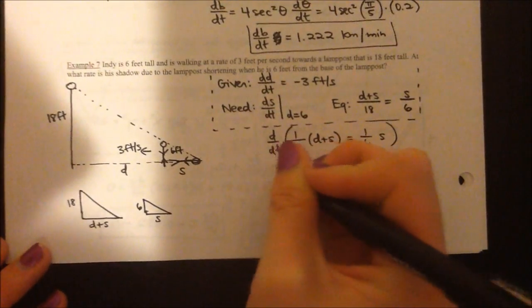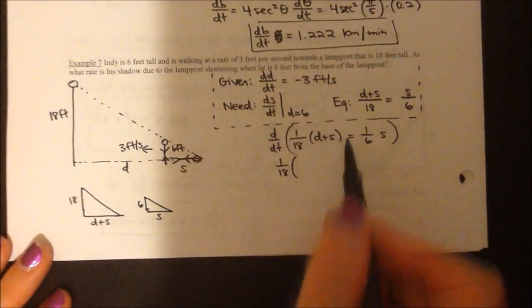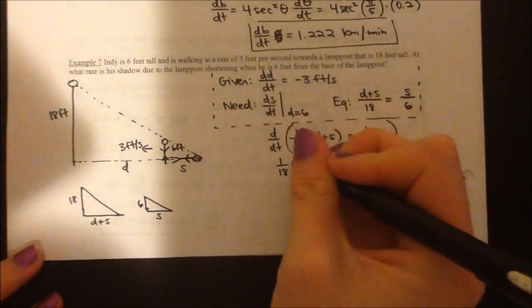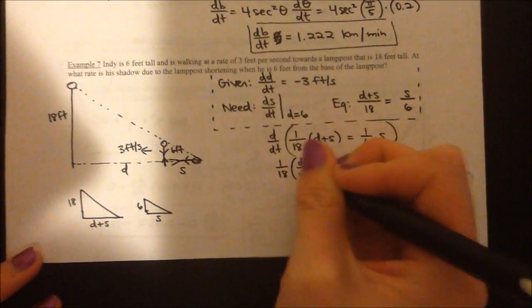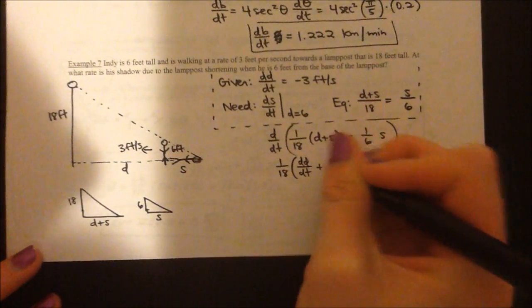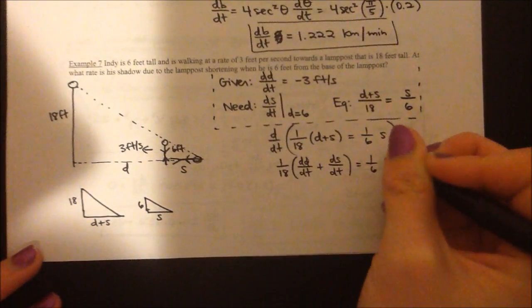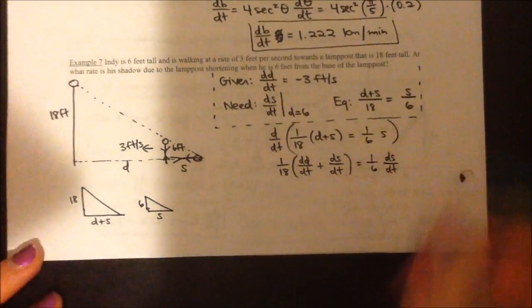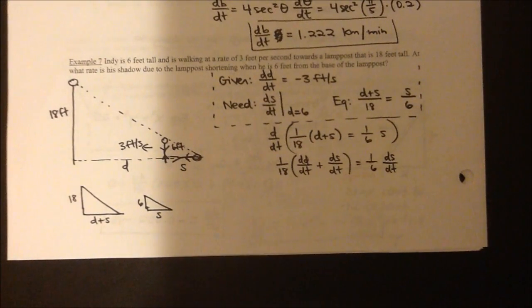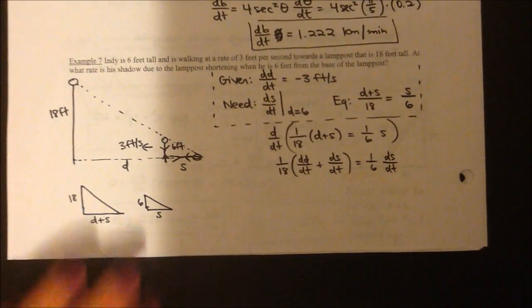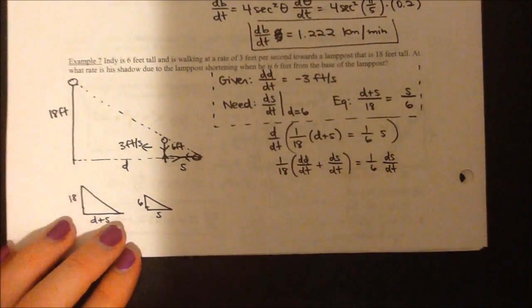So I've got a 1/18 right here. Then I take the derivative of both of these things. So derivative of d with respect to time plus the derivative of s with respect to time equals 1/6 times the derivative of s with respect to time. So we do need to simplify that because I have two places where the ds by dt appears, and that's what I'm trying to find. So I need to get it into just one place. So what I want to do is distribute this 1/18.